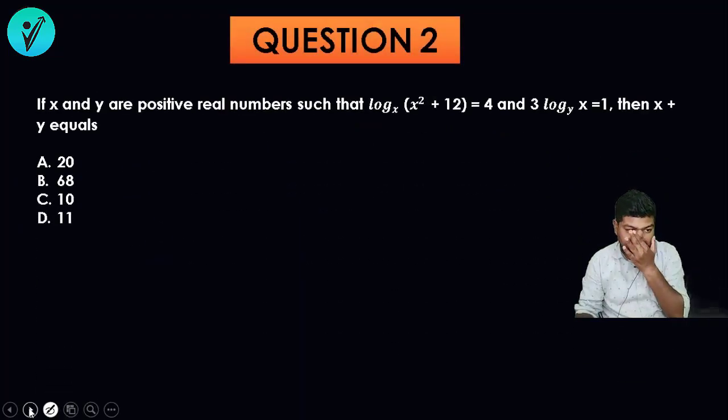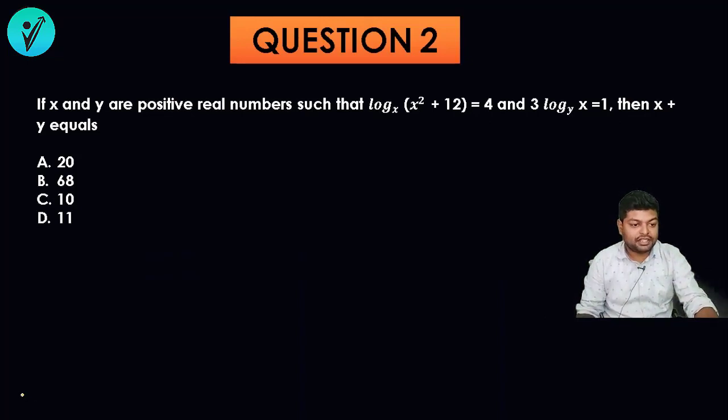So the next question is again from the topic of algebra. It is from logarithm. Now again it says that if x and y are positive real numbers such that log of x squared plus 12 to the base x is equal to 4 and 3 times log x to the base y is equal to 1, then x plus y equals to, means what will be the value of x plus y? All right. So it is clearly saying that x and y are positive real numbers, so we will not be having negative values of x and y.